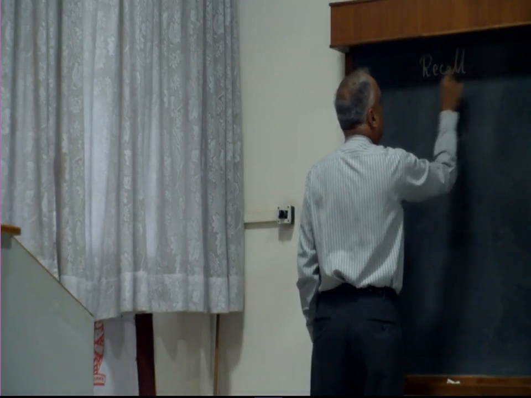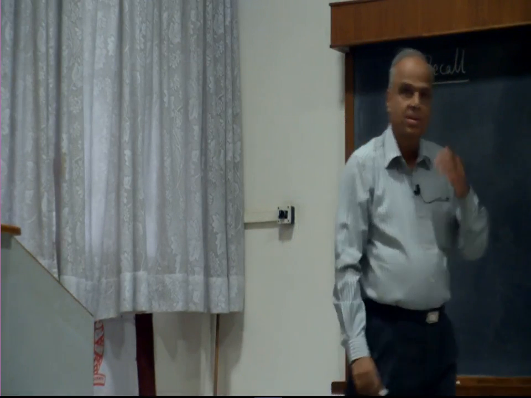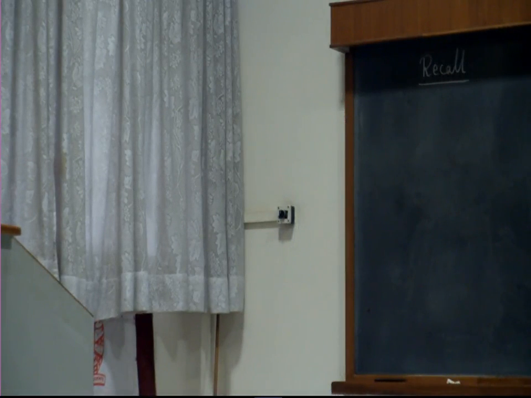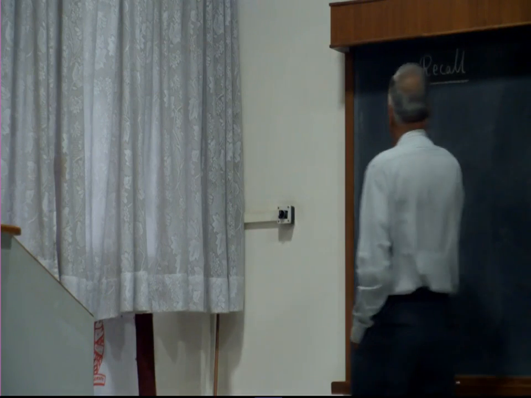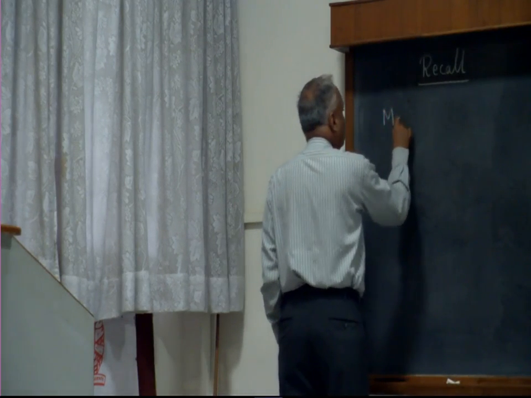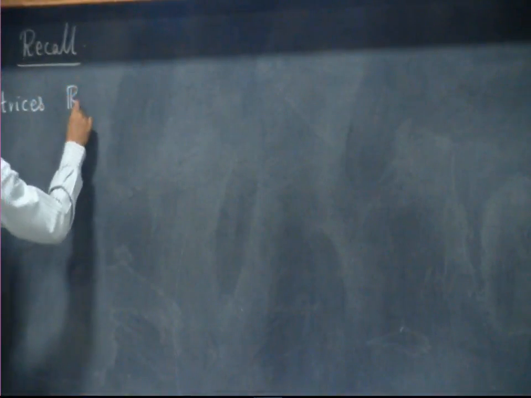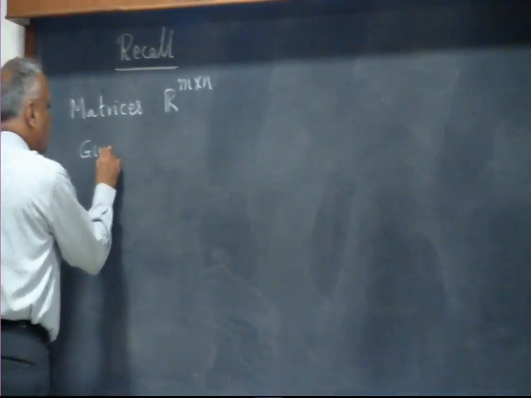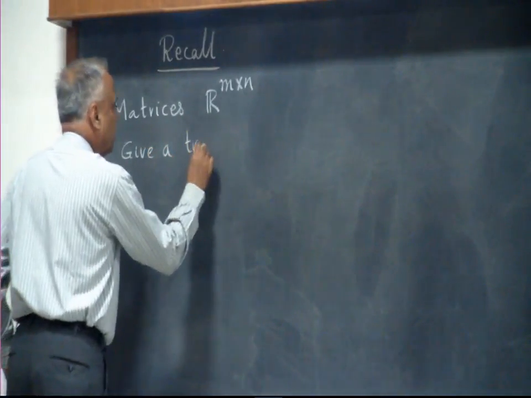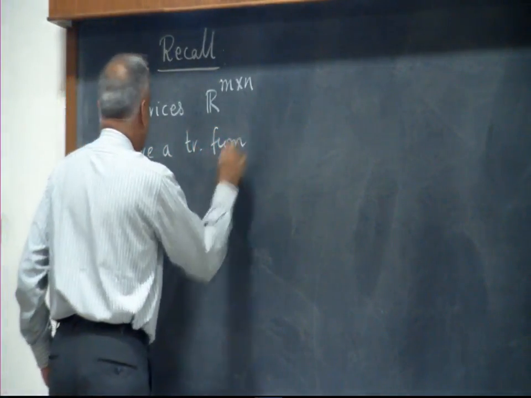Recollect some of the things that I have done. Okay. So what we had first was matrices, m by n real, and we generalize this to give a transformation from Rn to Rm.